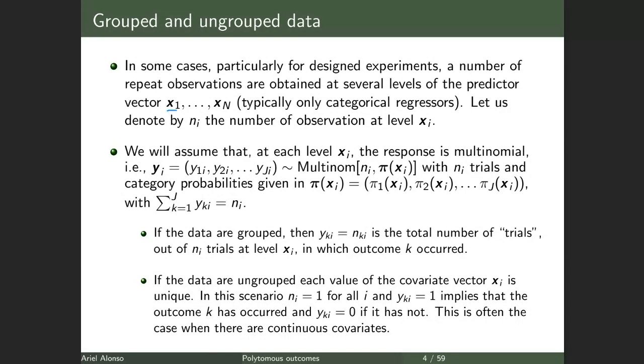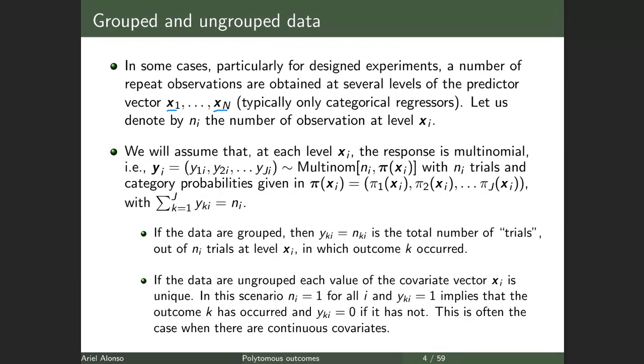You may have x1 through xn, n possible outcomes for your vector of covariates. For instance, in the skin cancer example we saw when we were studying the Poisson model, the covariates were CT, which has two values, and age, which was divided into 6 different categories. So in total you may have 2 times 6, 12 different outcomes for the vector of covariates.